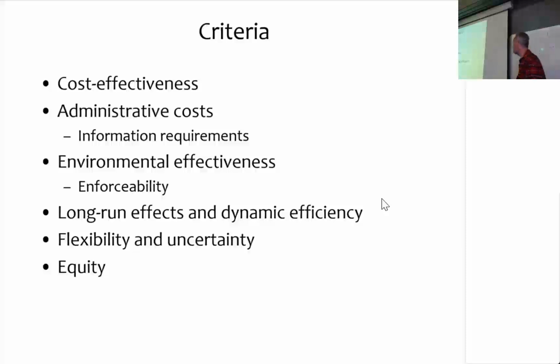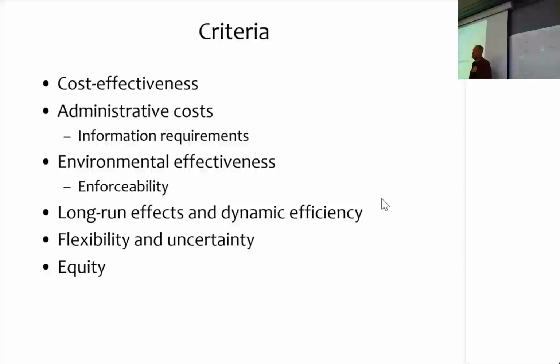Now, how do we judge these different interventions that I talked about? How do we compare subsidies to direct regulation to voluntary agreements? There's a number of criteria that are important. This is not sort of an agreed list. This is my list, and it's very similar to the lists of other people, but these are the things that people talk about roughly.